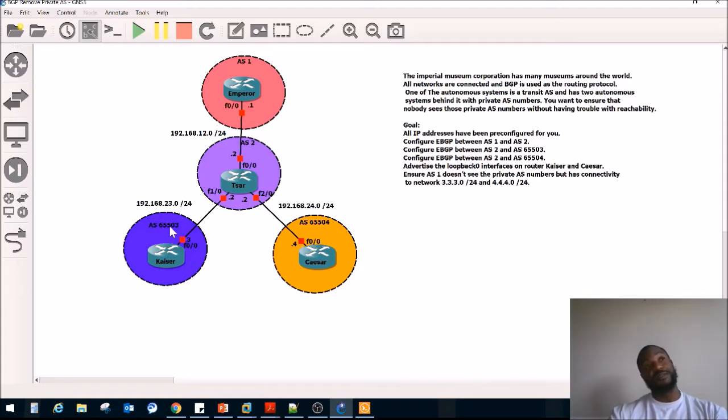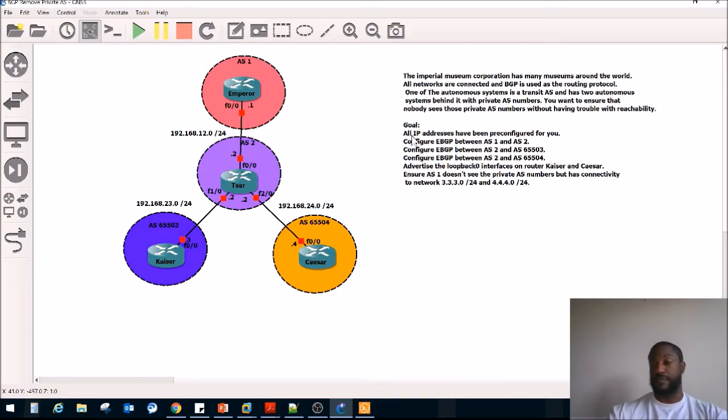Danielle, do you know? It's a private AS number. And 65,504. What type of AS number is that? Do y'all know? That's right. It's a private AS number. We can't see these numbers on the internet. So what we're going to do is propagate these ASs through the network, but we want to remove these ASs, and I'll show you how to do that.